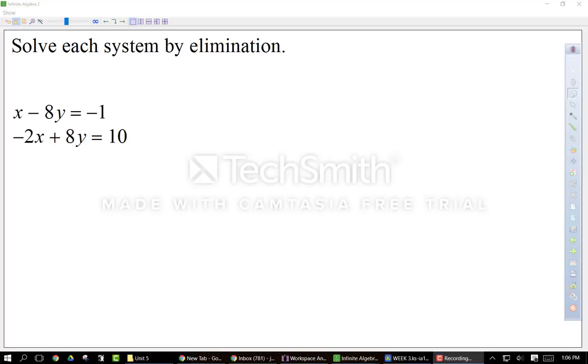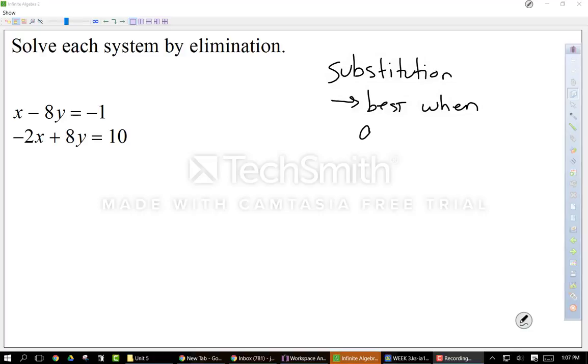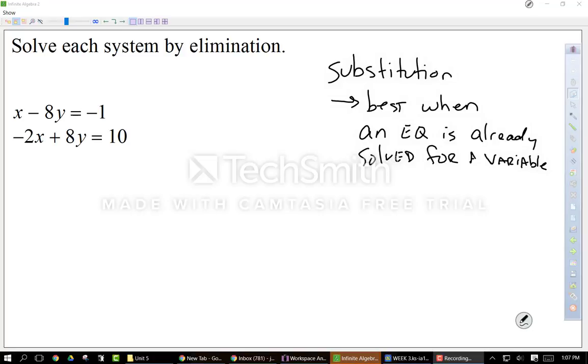This video is the second video in the installment of solving systems of equations. This video is dealing with elimination. So in the last one we had substitution. Substitution is best when an equation is already solved for a variable. And what I mean by solved for a variable, it's going to look like x equals something or y equals something. That's what our last problem was. We had y equals and then y equals.